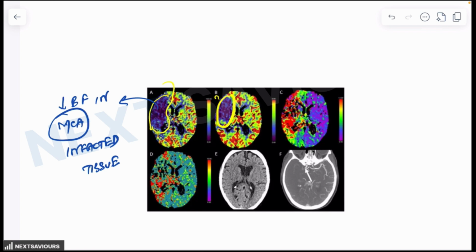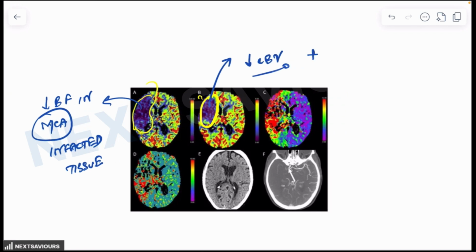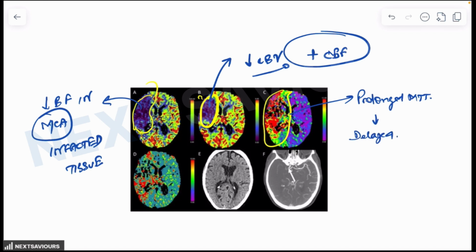Now, in another image, it is also suggestive of the decreased cerebral blood volume. So if the cerebral blood volume is reduced along with cerebral blood flow, then the tissue is likely irreversibly damaged. That means this is the infarct core. Now these bright red areas, which are suggestive of prolonged MTT, show delayed blood transit, indicating ischemia as well as penumbra.